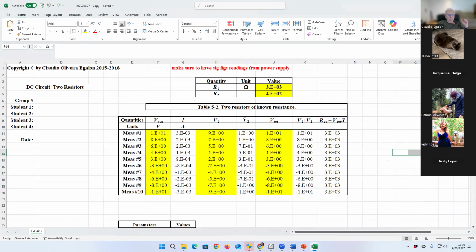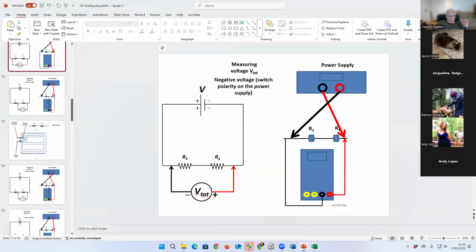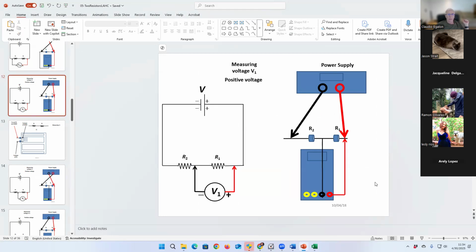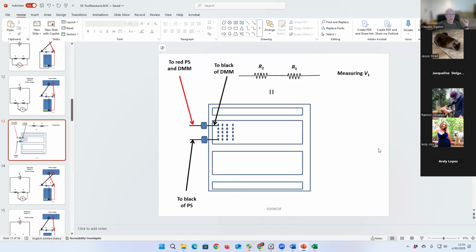And then repeat for what? Repeat for V2, right? That's what we have here for V1. That's how the diagram, the electrical schematic looks like. I'm showing to you where the positive side of resistor 1 is located. That's the positive, that's the negative side of the resistor. Resistor 1.